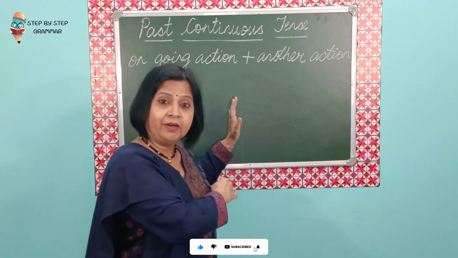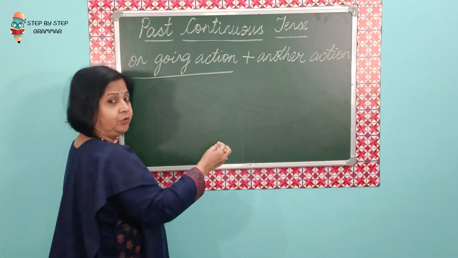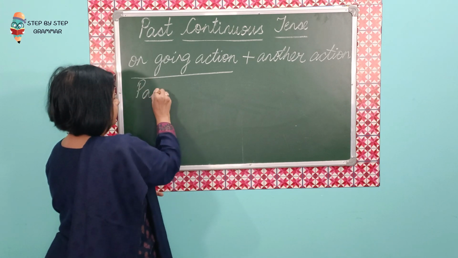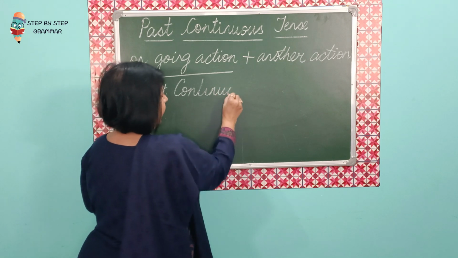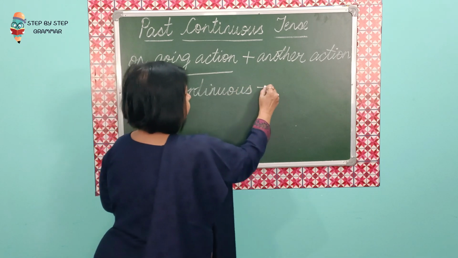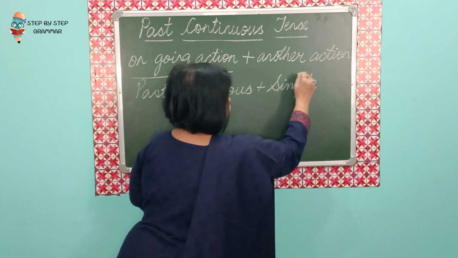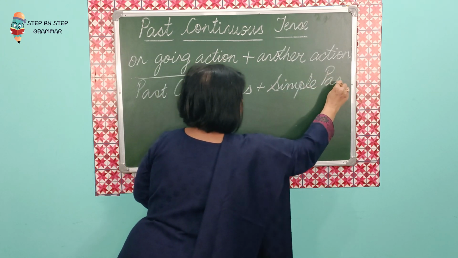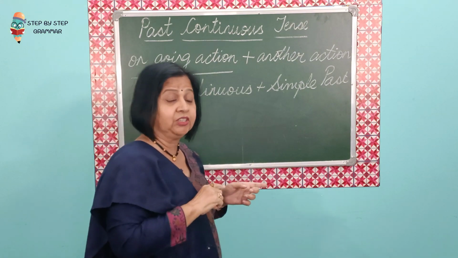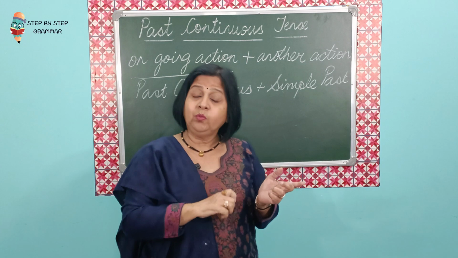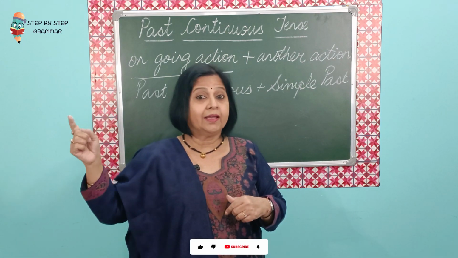But when I describe them, then for the ongoing action, we will use our past continuous tense. And for the other action that took place, for that we will use our simple past. Now, what do we mean by that? For example, I was having my dinner. Okay, so I'm describing the action. What was I doing? I was having my dinner when someone rang the bell.